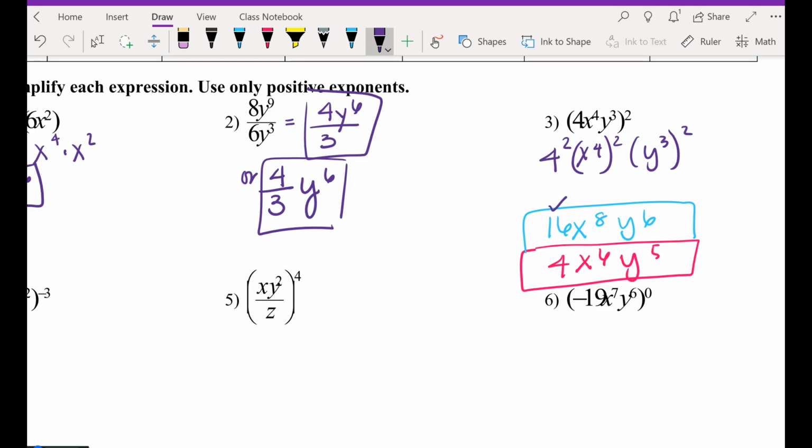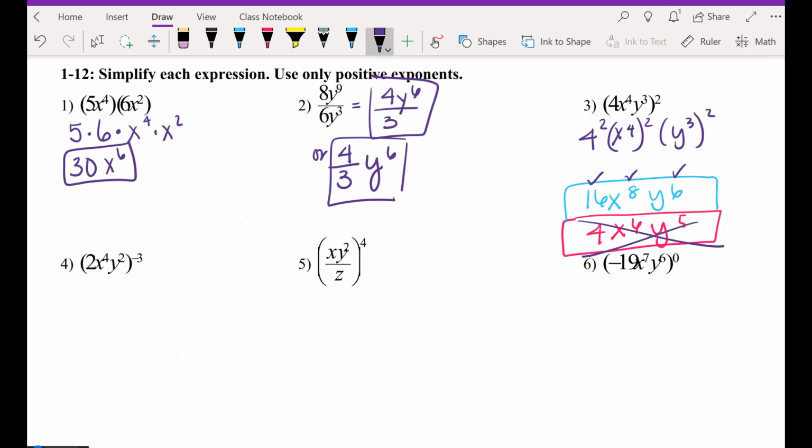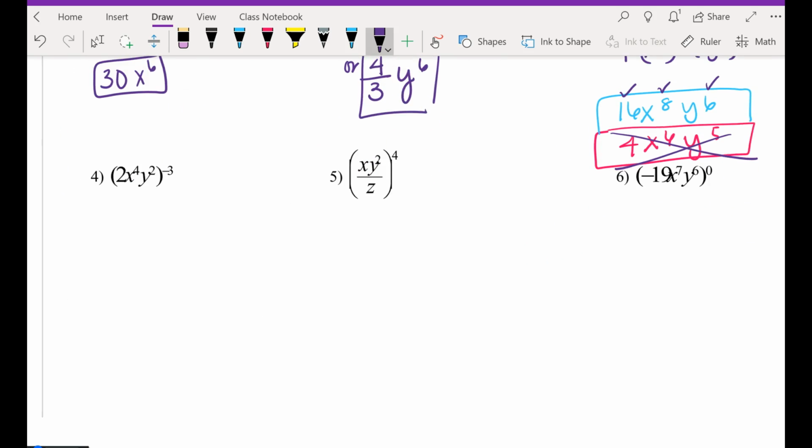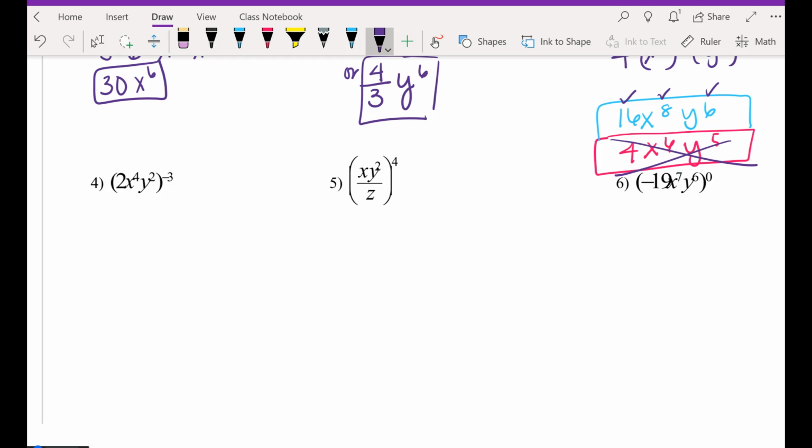16, x to the 4th to the 2nd, x to the 8th. y to the 3rd to the 2nd. Perfect. So good job. Okay. 16, x to the 8th, y to the 6th. Next, how would you execute number 4?